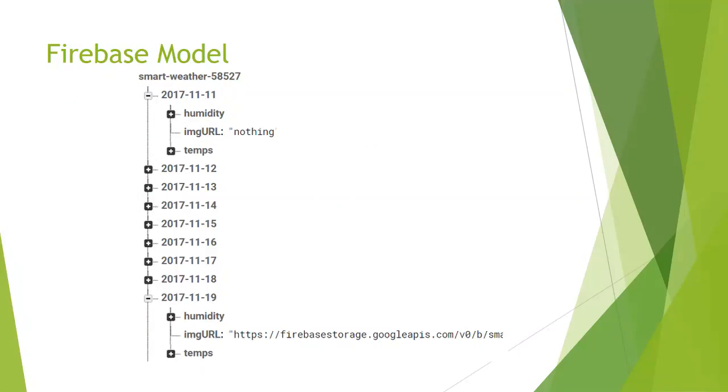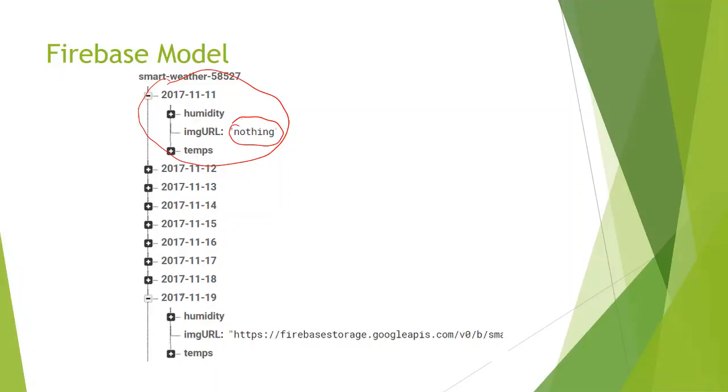So here's the base idea of what my Firebase model looks like. This is what a day looks like without a picture in it. You've got your humidity and temperatures, which each have a timestamp attached to them, so they're all synced up with each other. Each humidity has a temperature, and every temperature has a humidity associated with it. If there's no image, then I have the Raspberry Pi put this nothing label up there, so that when the app is reading it, it knows that it doesn't have to download anything because there's no URL there.